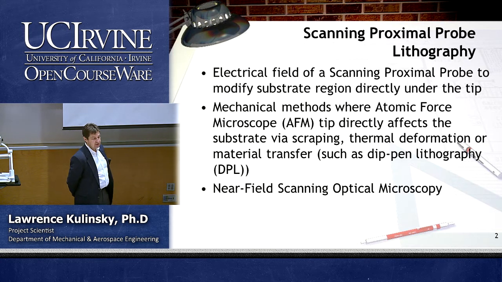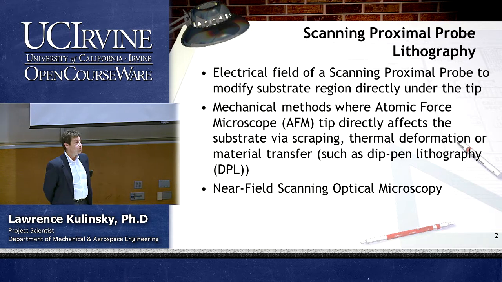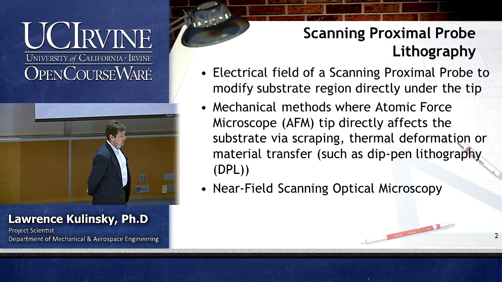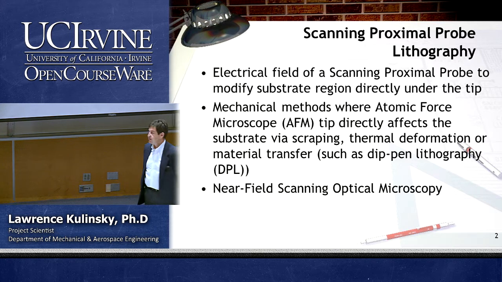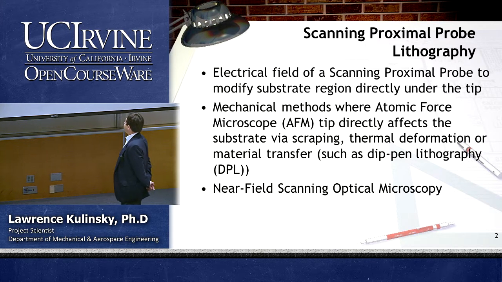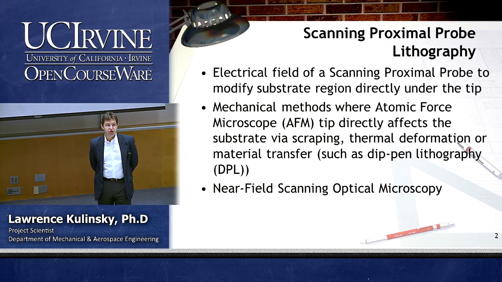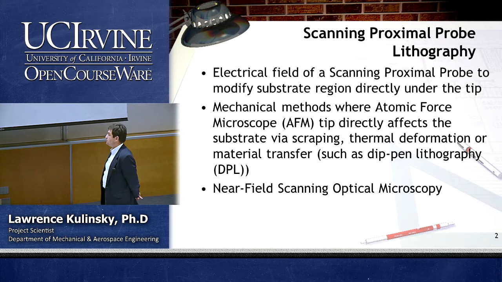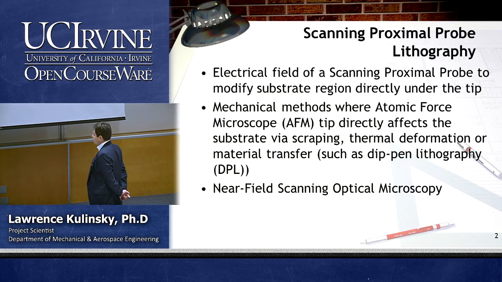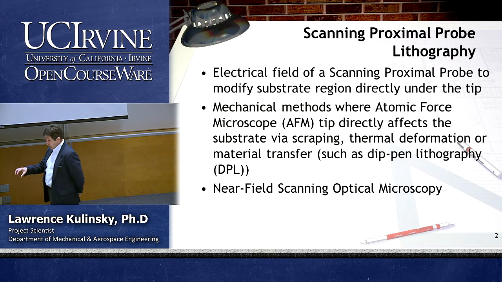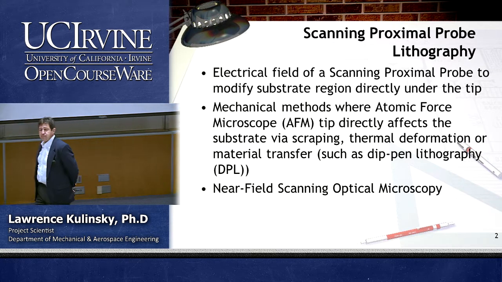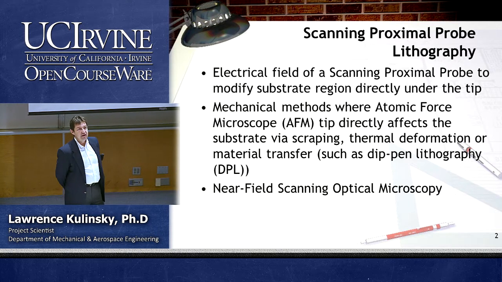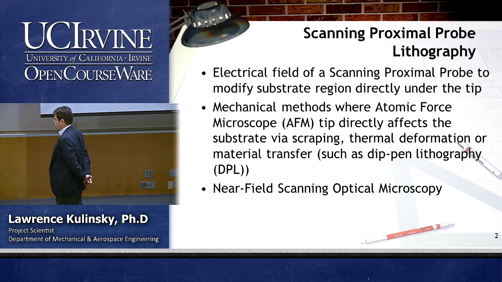The first is scanning proximal probe interaction via electrical field. So we can use electrical field to modify the substrate under the probe. Then we can also use mechanical methods, such as direct scraping of the surface and also exchange of material between the tip probes and the surface, and even moving atoms directly with the probe. Finally, we're going to touch a little bit on the advanced technique of near field scanning optical microscopy.